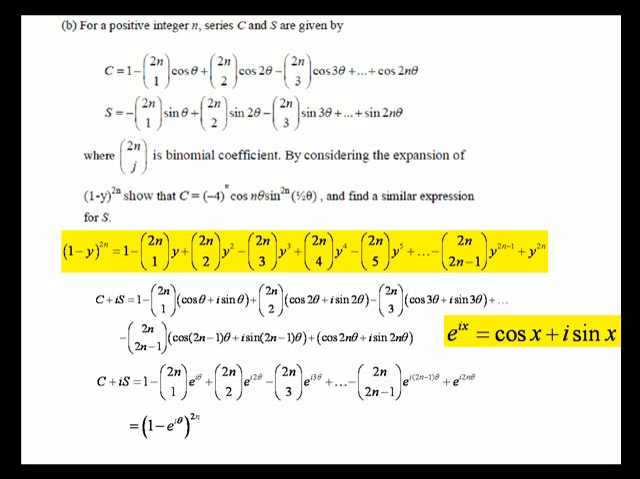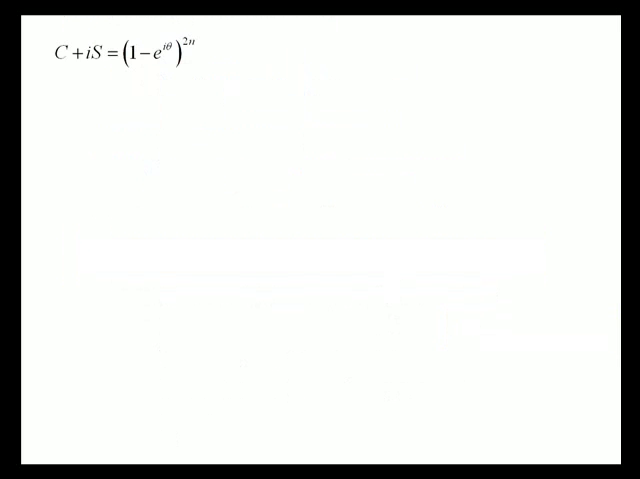Now, if we're going to work out an expression for c and an expression for s, we need to compute the real and imaginary parts of 1 minus e to the i theta to the power of 2n. And to do that, we need to use the result we developed in part a. So this is the expression we've got. Part a tells us that 1 minus e to the i theta all squared is equal to minus 4 e to the i theta sine squared theta by 2.